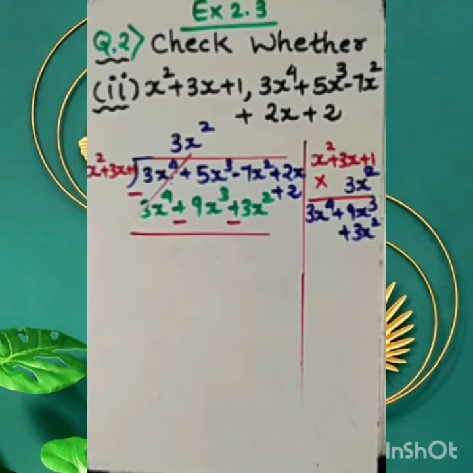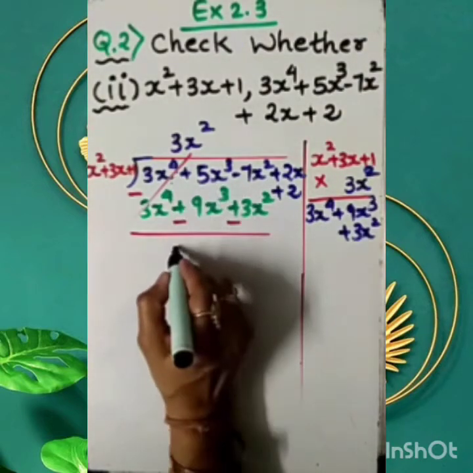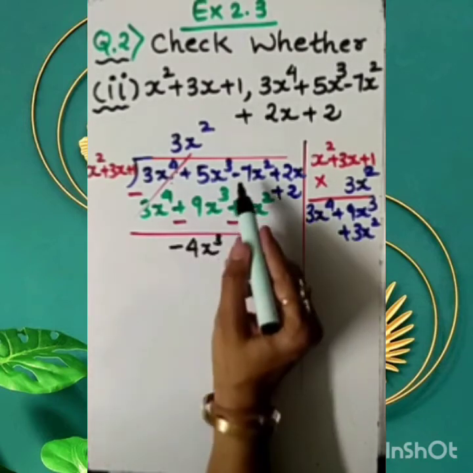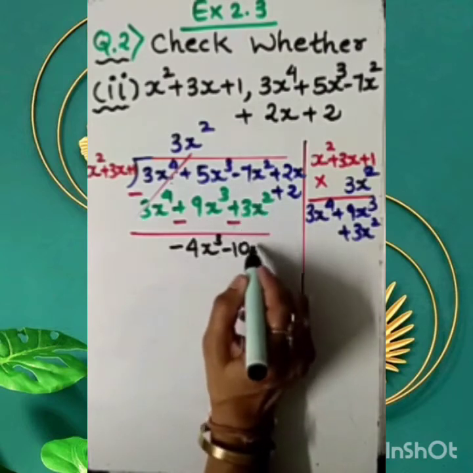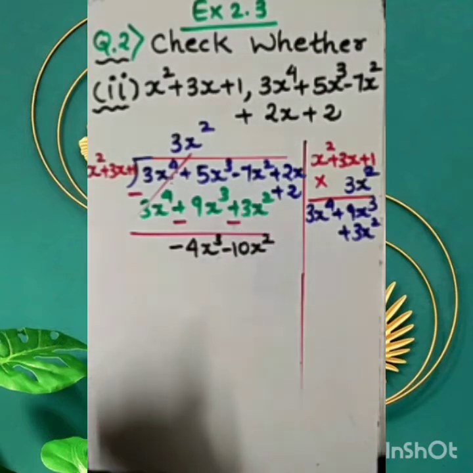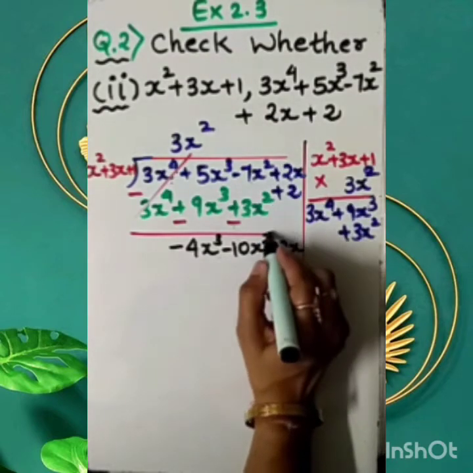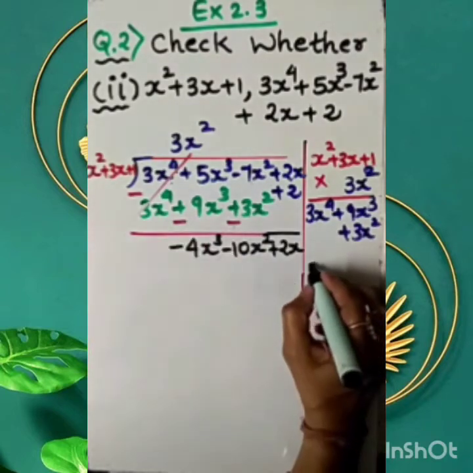The first term, similar with the opposite sign, cancels. Now what is the simplification? Plus 5 minus 9 is minus 4x cube. Remember, minus 7 minus 3, same sign addition, will be minus 10x square. Now I am bringing this plus 2x down. This is plus 2x.